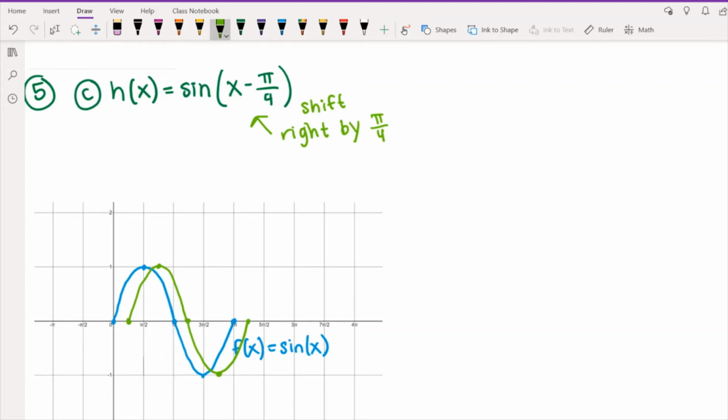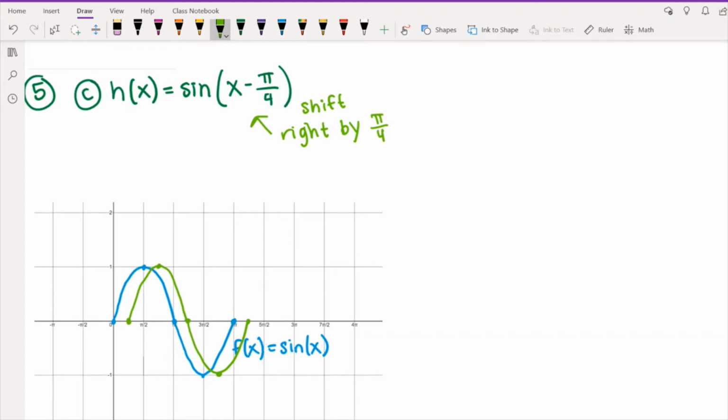But really, when you're graphing this, what would you have to think about? You would have to think about where does the cycle start and where does it end? And so because everything's been shifted to the right by pi over 4, we know it starts at pi over 4 and ends at 2 pi plus pi over 4. And then you could just use symmetry.